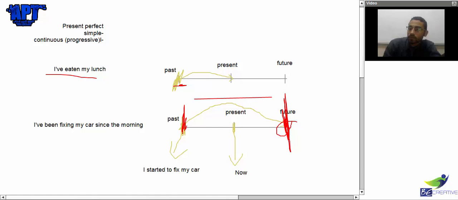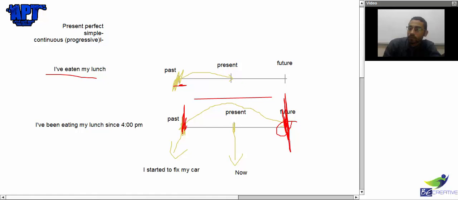Okay. Or let's give the same example. Now let's say, now it's 5. Now I say, I've been eating my lunch since 4. That means, am I done? No. I started to eat at 4 and I'm not done until now. I will finish eating my lunch in the future. Okay? So, present perfect continuous, progressive. Something that started in the past and is happening will end in the future.